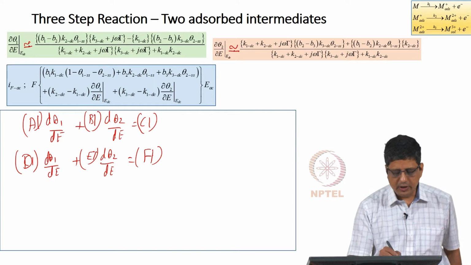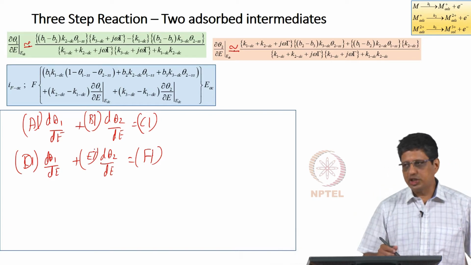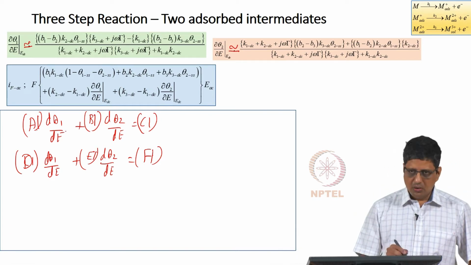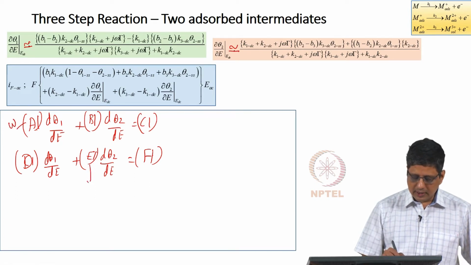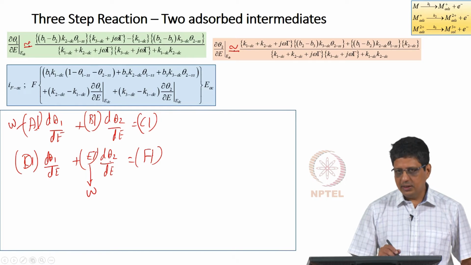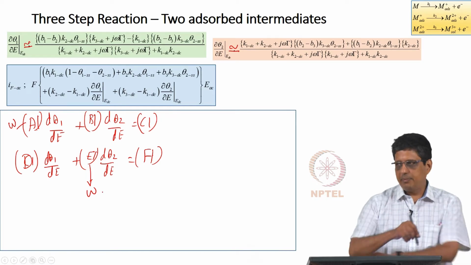Just to avoid the confusion, this E is not potential. This can be written as two equations, two unknowns. This is a function of omega, here this is a function of omega. The second equation j omega gamma will come there.